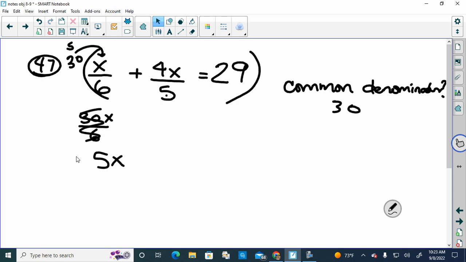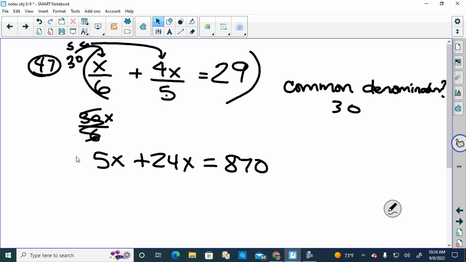Okay, so same method again. 5 can go into 30 how many times? 6. So it's really 6 that I'm distributing to that numerator. So 6 times 4x is 24x. Okay, now don't forget about the last one. Just because it doesn't have a fraction doesn't mean I don't still distribute it. So I've got to do 30 times 29. 870.